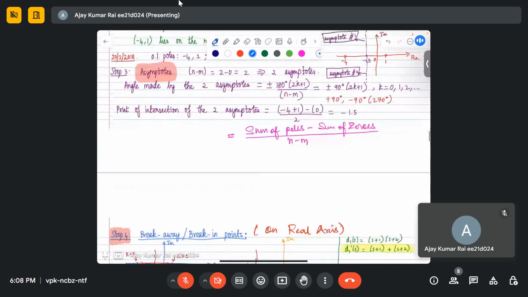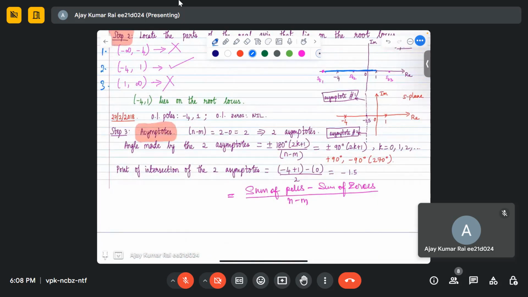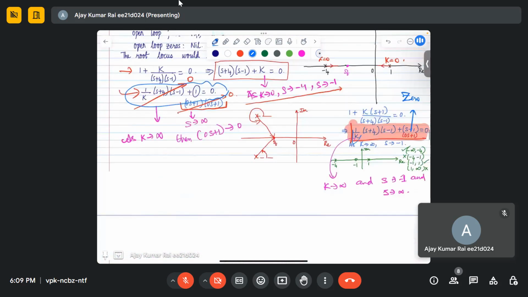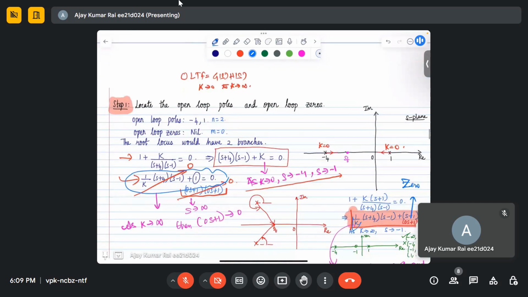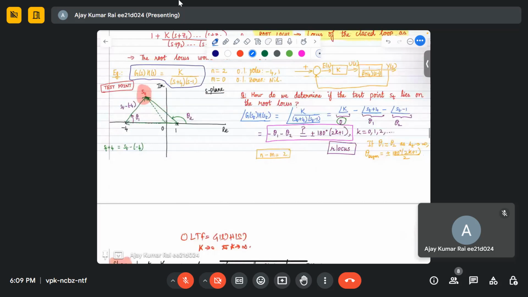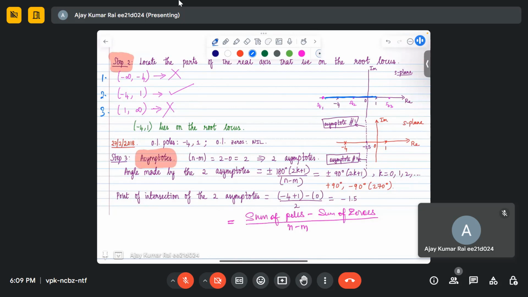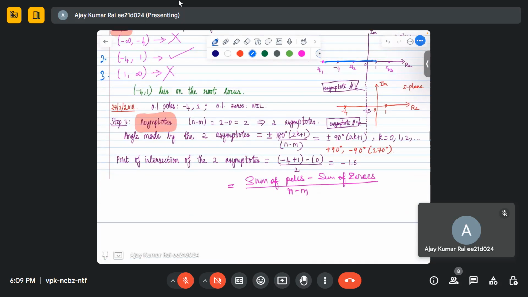And step 3 is marking the asymptotes. We have seen that we have a total of n branches of root locus, where n is the total number of poles, and m is the number of zeros. So n − m root locus branches will go to infinity. For that we'll be finding the asymptote angles and the intersection of those asymptotes. That we have seen here.